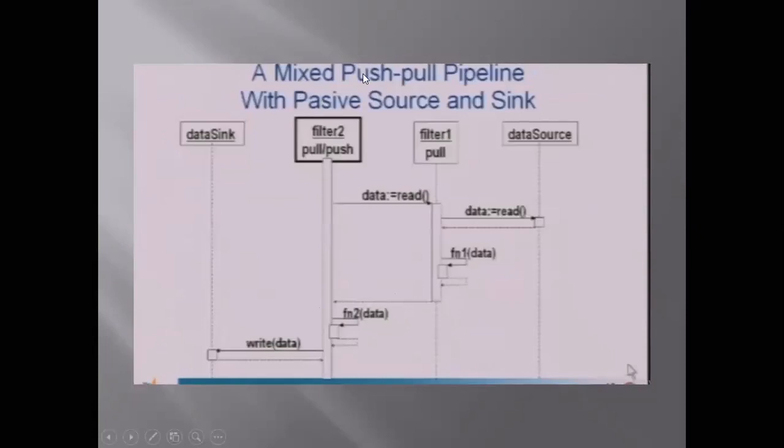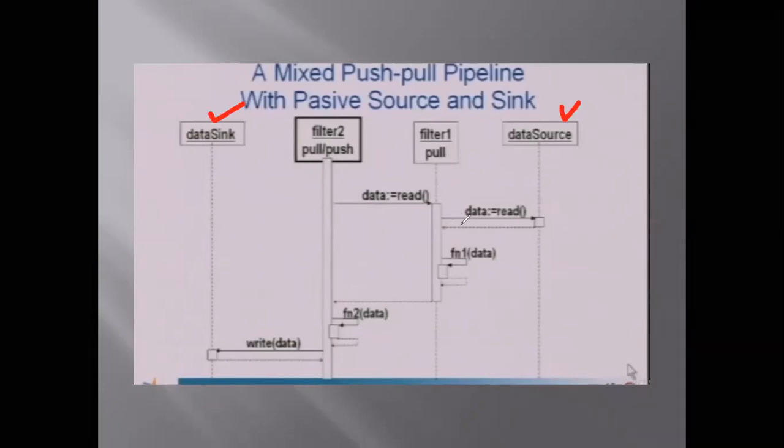The next scenario is a mixed push-pull pipeline with passive source and sink. In this case, both the source and the sink are passive. They are not implementing either push or pull, but the filters are performing both push and pull operations. So what happens? There will be a read between filter 2 and filter 1, and again there will be no data found.